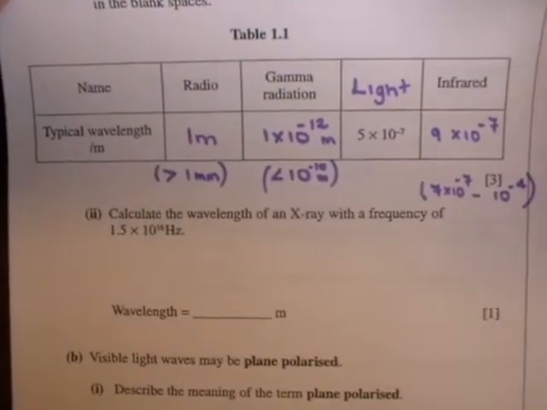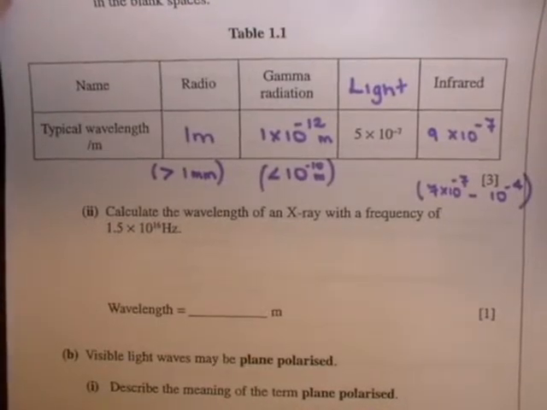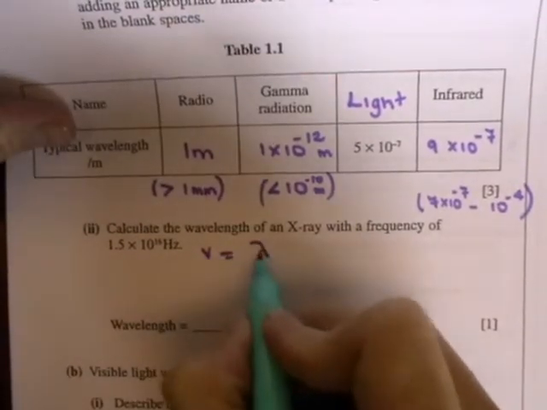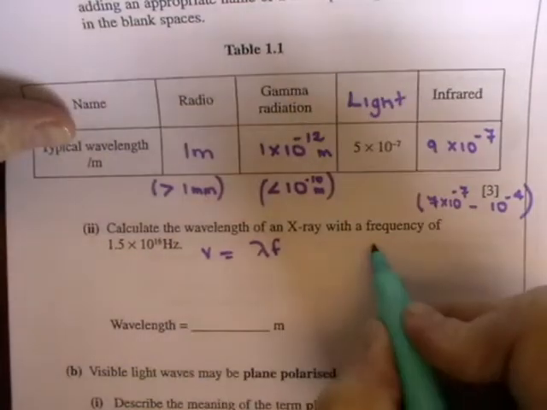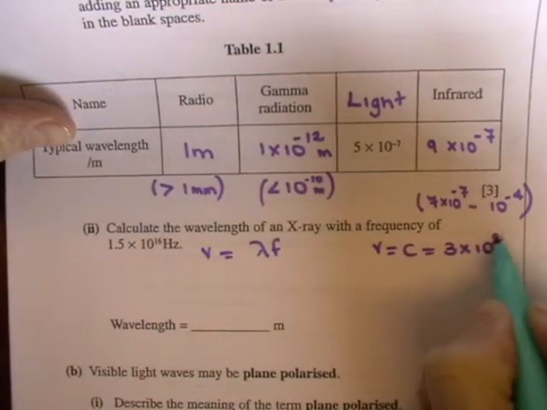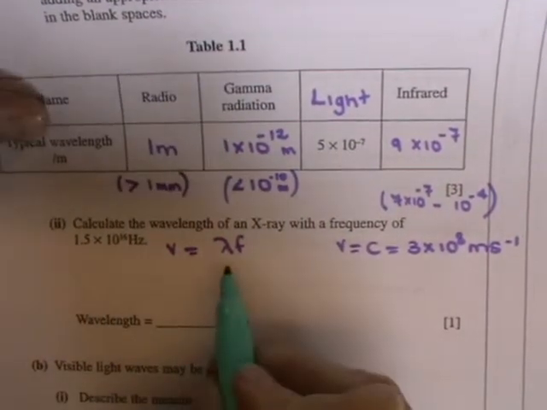Next part of the question, calculate the wavelength of an X-ray, which has a frequency of 1.5 by 10 to the 14 hertz. So you're going to use v is equal to lambda f. You know that v is the speed of light, which is 3 by 10 to the 8. And if you're not sure of that, you can look that up in your exam booklet. And therefore, we're looking for wavelength.